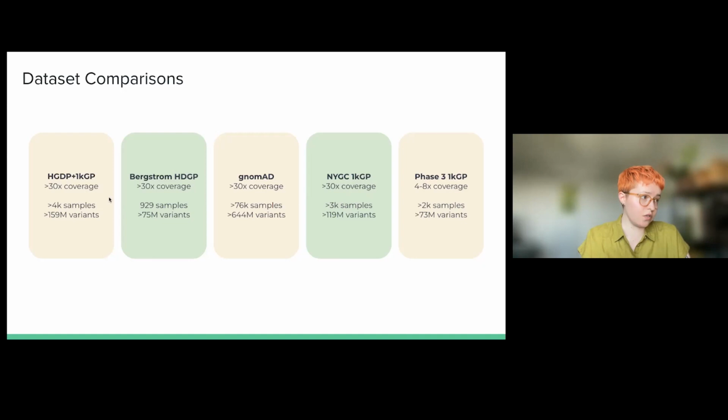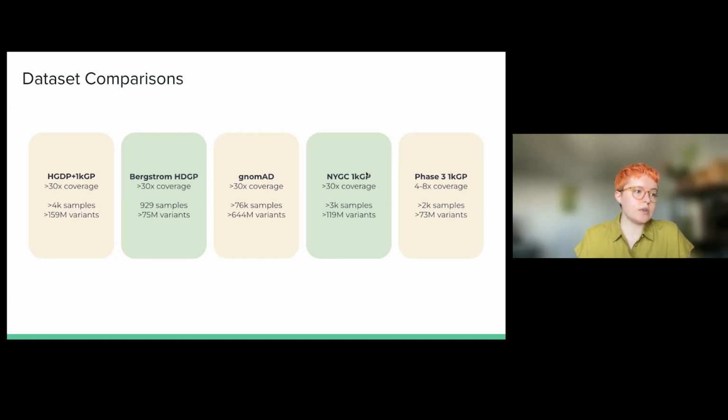And so you can see for these 4, they all have above 30x coverage. Our data set has over 4,000 samples with over 159 million variants. Bergström HGDP, which is referred to based on the publication, this is the whole genome sequencing version of HGDP, has 929 samples and over 75 million variants. The gnomAD data set has over 76,000 samples, as well as over 644 million variants.